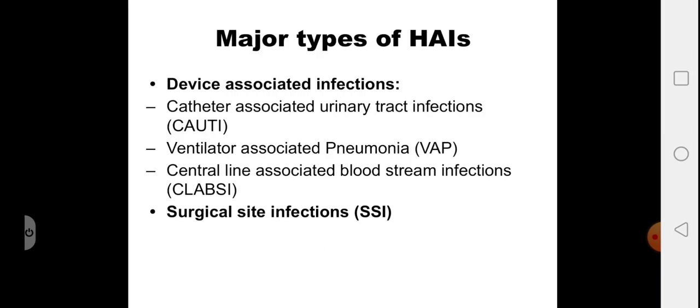What are the major types of healthcare associated infections? They are device associated infections and surgical site infections. In last class, we have learnt about CAUTI, that is catheter associated urinary tract infection, and VAP, that is ventilator associated pneumonia. Today, let us learn about central line associated bloodstream infections and surgical site infections.